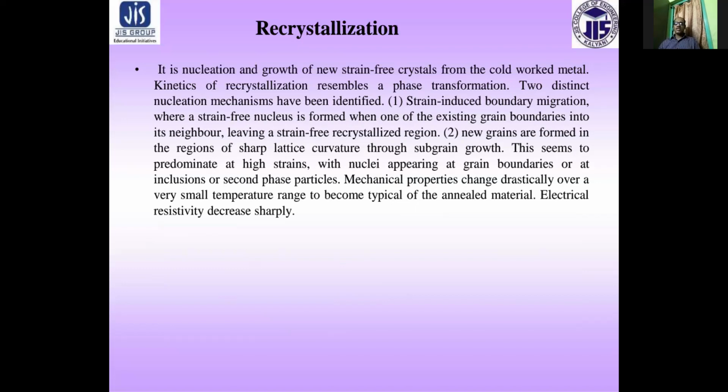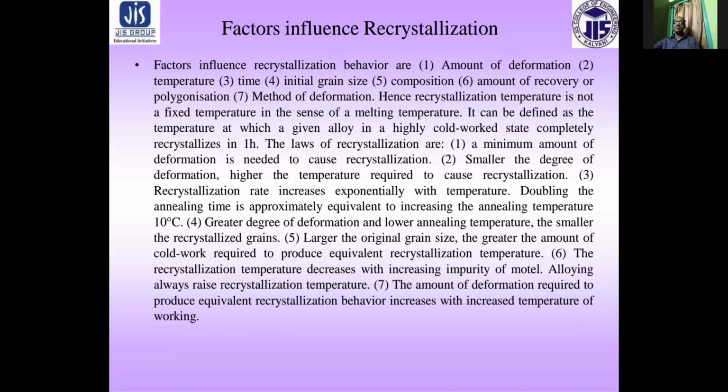Mechanical properties change drastically over a very small temperature range to become typical of the annealed material, and electrical resistivity decreases. Factors influencing recrystallization are the amount of deformation, temperature, time, initial grain size, composition, amount of recovery and method of deformation. Hence, recrystallization temperature is not a fixed temperature in the sense of a melting temperature. It is defined as the temperature at which a given alloy in a highly cold worked state completely recrystallizes in 1 hour.